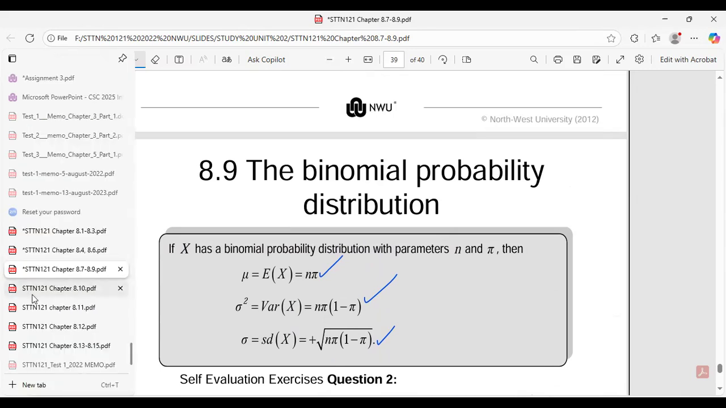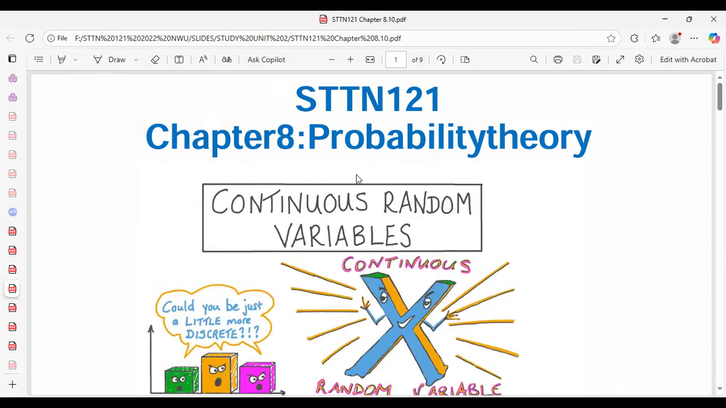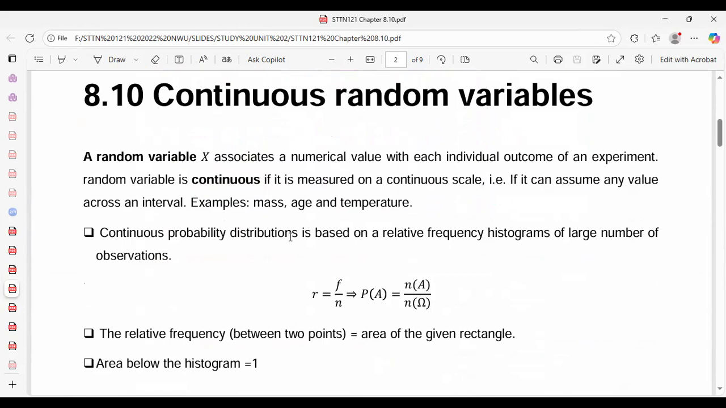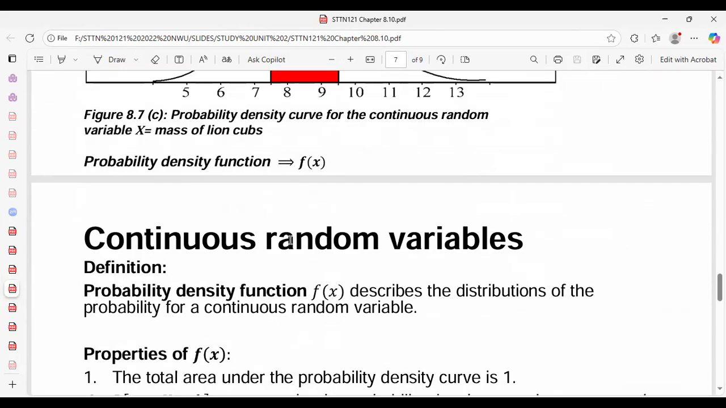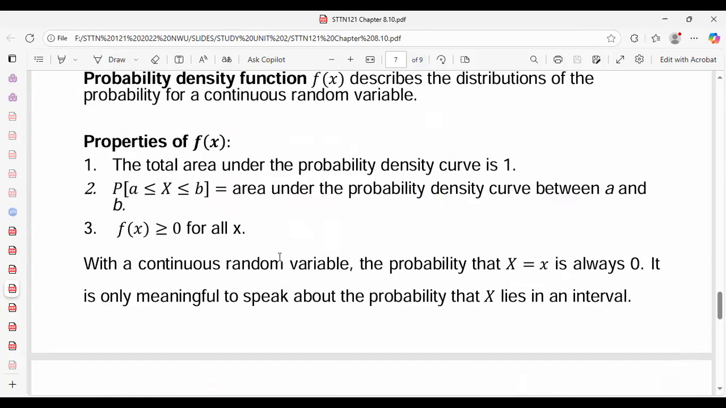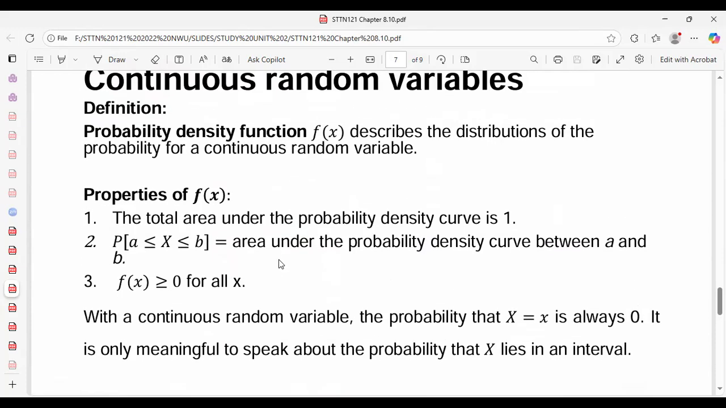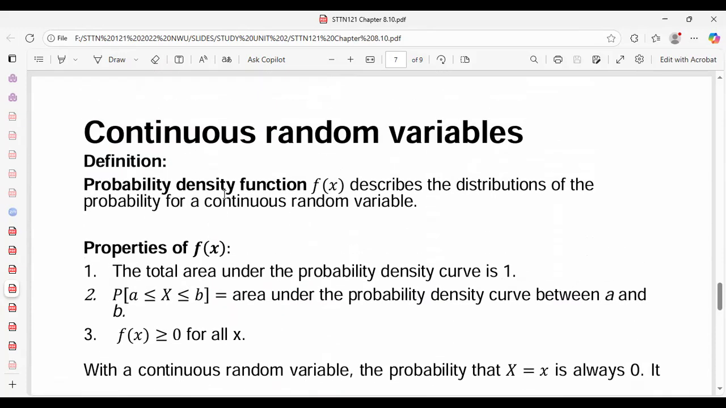So the next one will be the probability for the continuous random variables. So this one, let's see. I want to check if I already talked about this one. No, I didn't talk about this one. The continuous random variable. So, okay, let me check something.